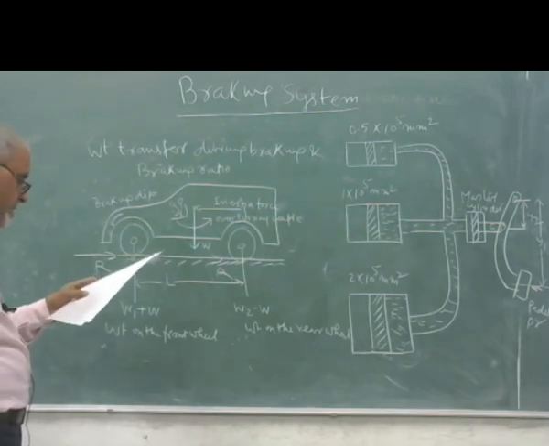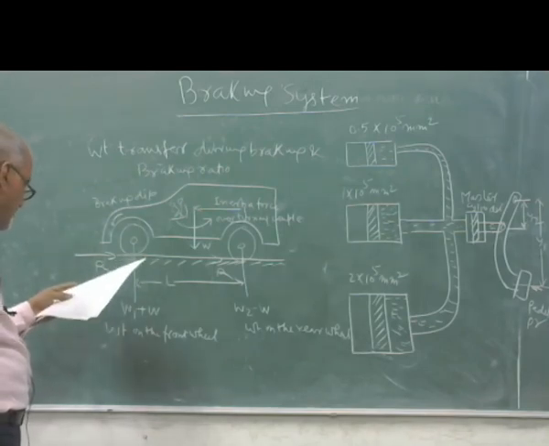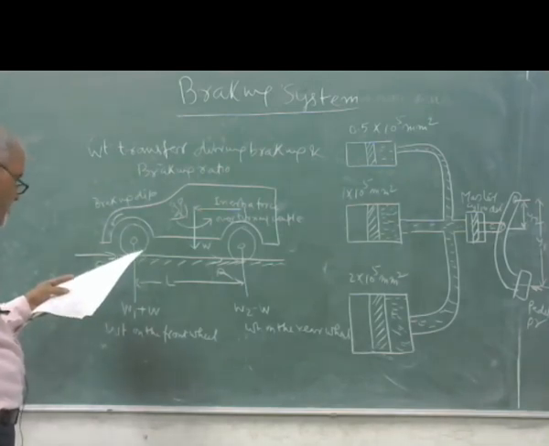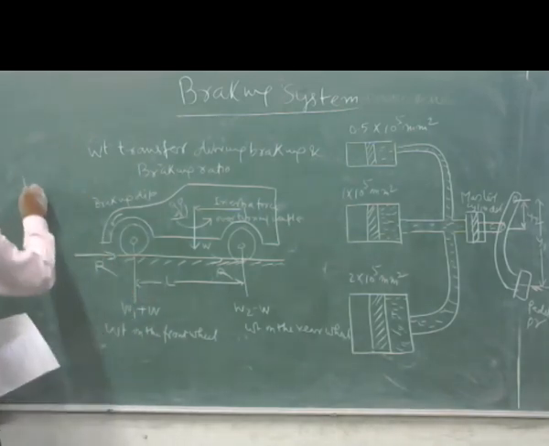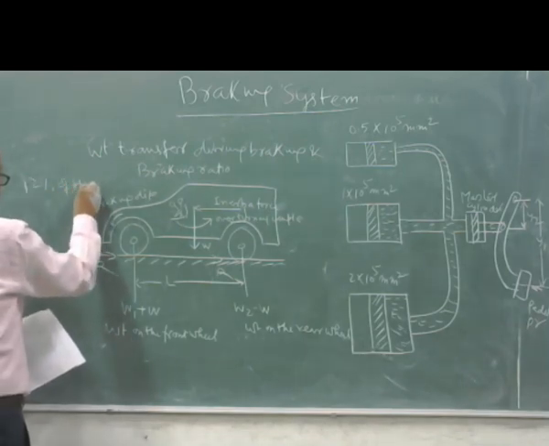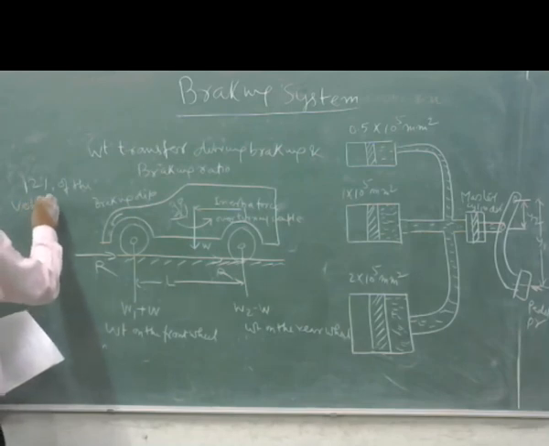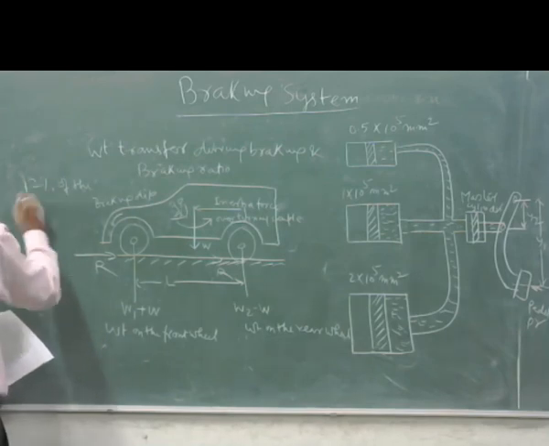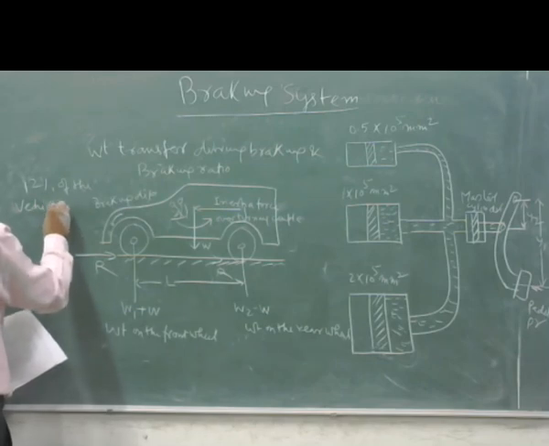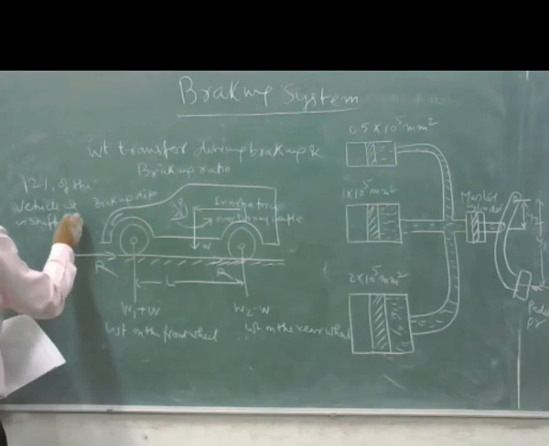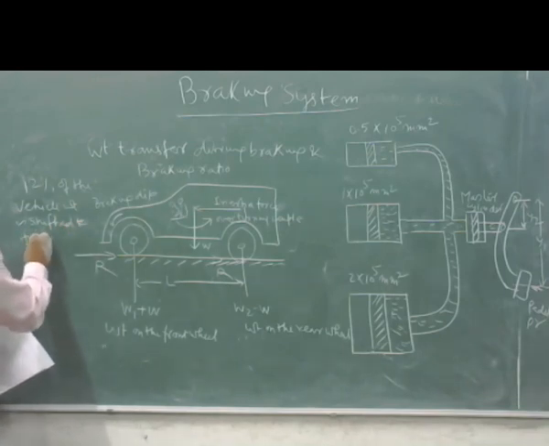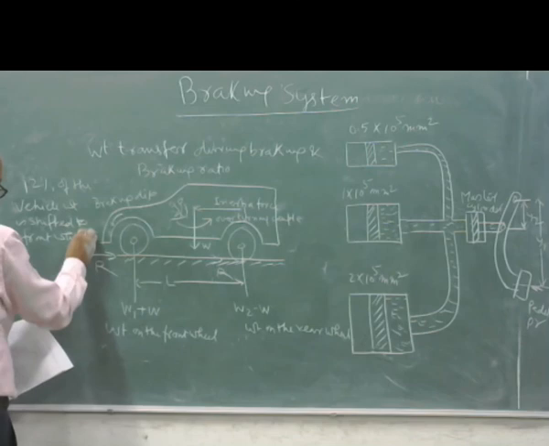Thus the braking dip causes some weight transfer on the front wheel. About 12% of the vehicle weight is shifted to the front wheel. Okay? Now 12% of the vehicle weight is shifted to the front wheel.